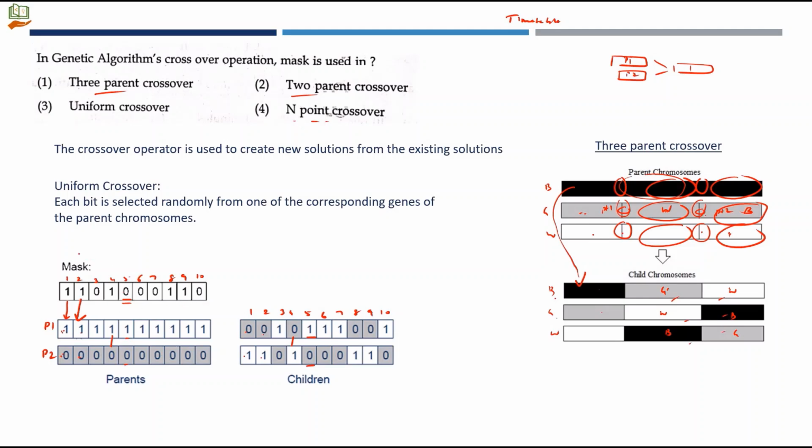So where a mask is used, it is used in uniform crossover. There are also other examples. You will have 4, 5, 6. You will have 7, 8, 9.